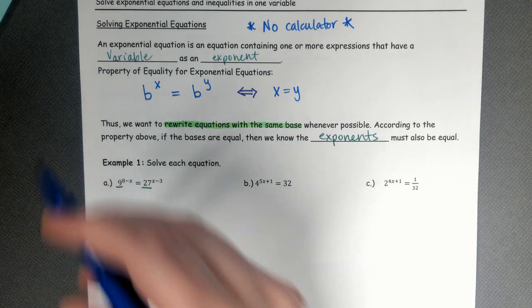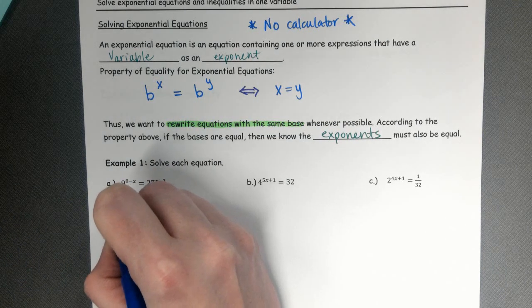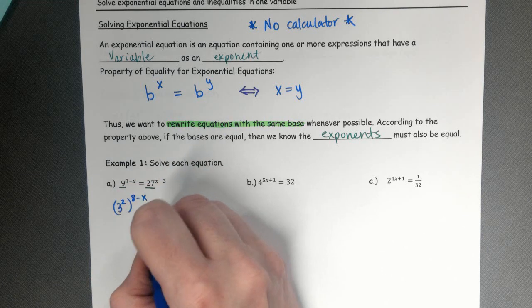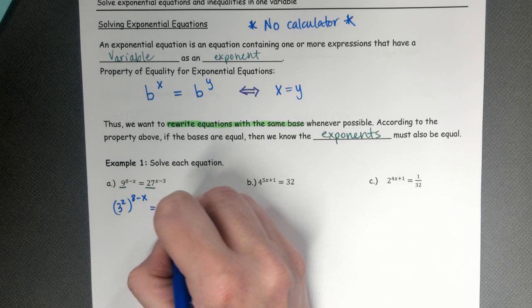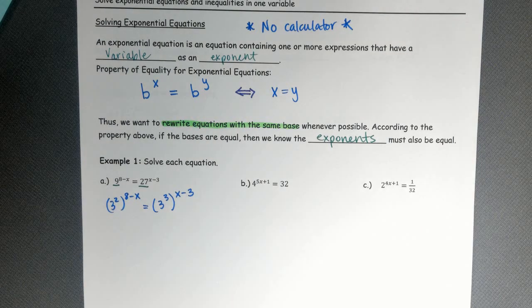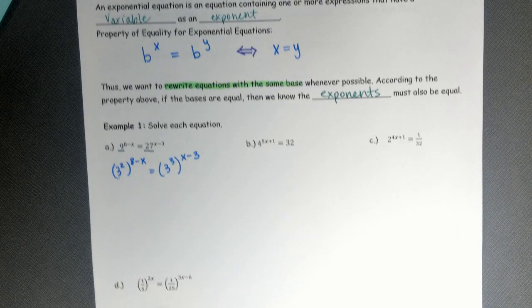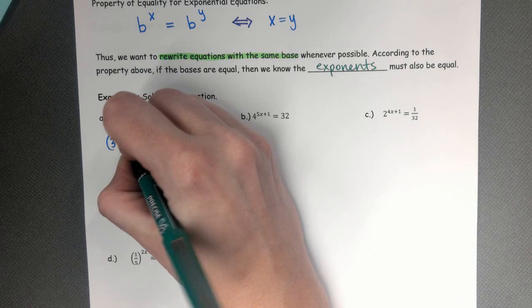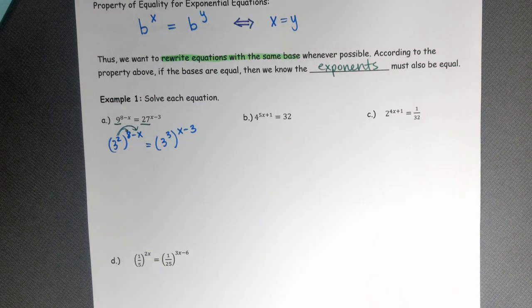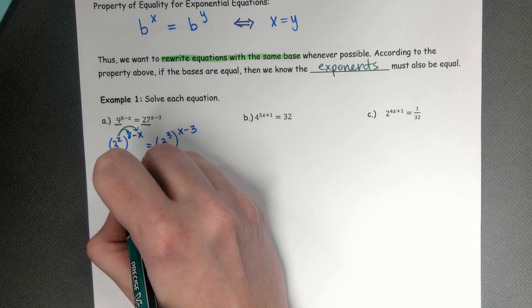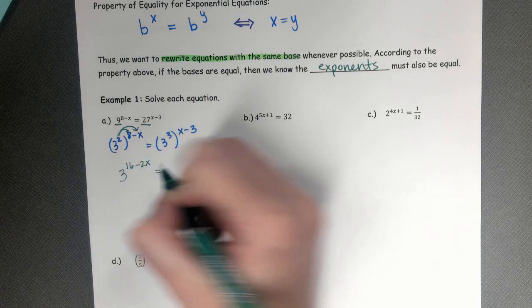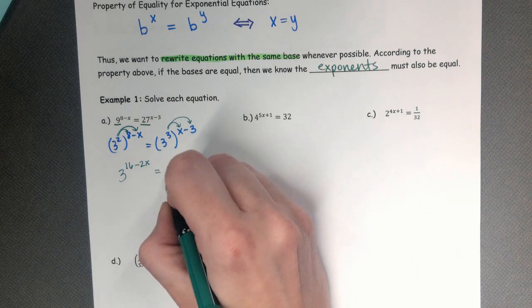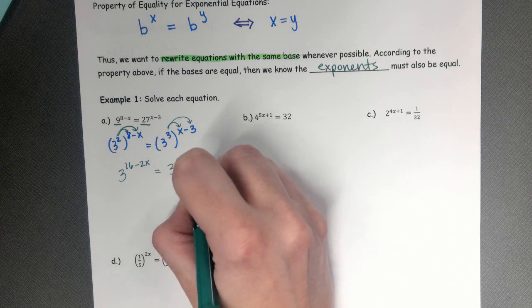When you rewrite 9 as 3 squared, you're still going to have this exponent, 8 minus x, and you're still going to have this exponent, x minus 3. Whenever you have a power to a power, you multiply the powers. So when you multiply, you are going to be distributing. When you do that, you would have 3 to the power of 16 minus 2x. And on this side, you would have 3 to the power of 3x minus 9.